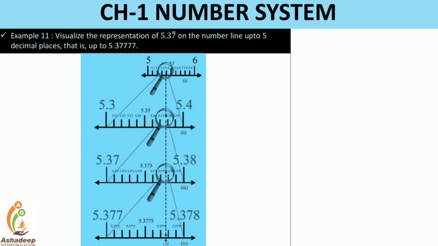Now the number is in between 5.37 and 5.38. So you just need to magnify it. Now here it is 5.371, 372, 373, 374, 375 and so on. But it is in between 5.377 and 5.378, right? So here is the number. In this way we need to represent the numbers on the number line, right?